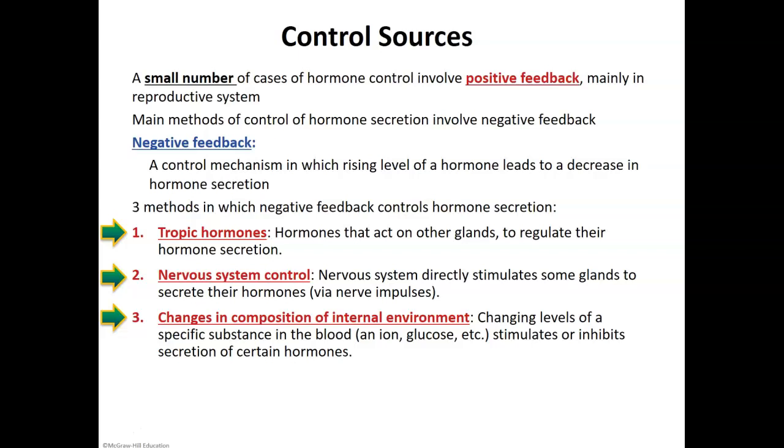Another way you can change or control hormone secretion is by changing the composition of the environment within your body. So basically, if there's a change in the level of something in your body, like maybe you don't have enough sodium or you have too much sodium, you can release a substance into your body that can make you excrete more sodium through your kidney or retain more sodium in your kidney, whatever the case may need to be.